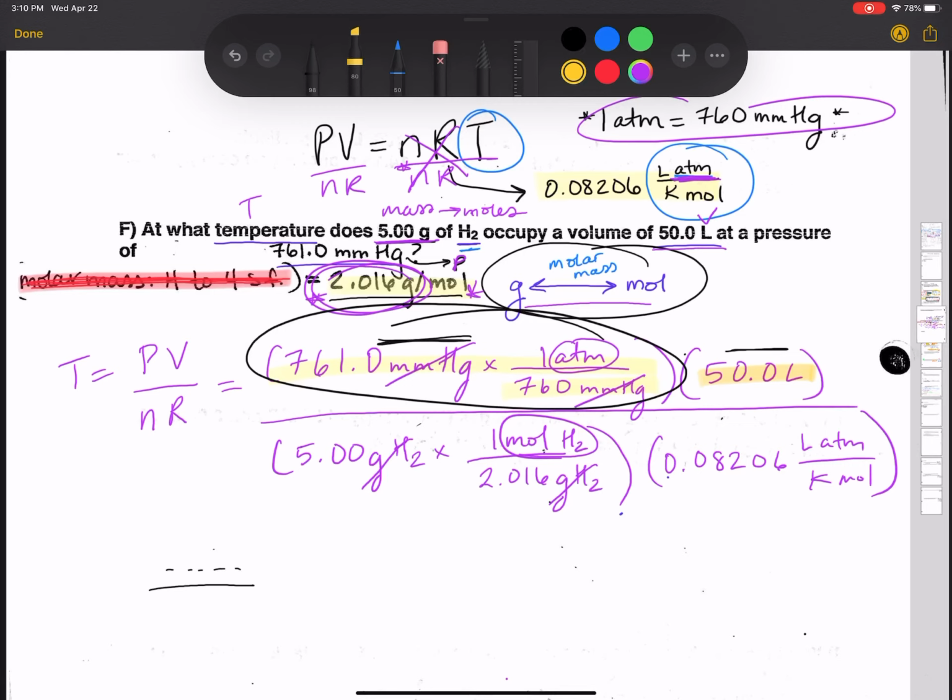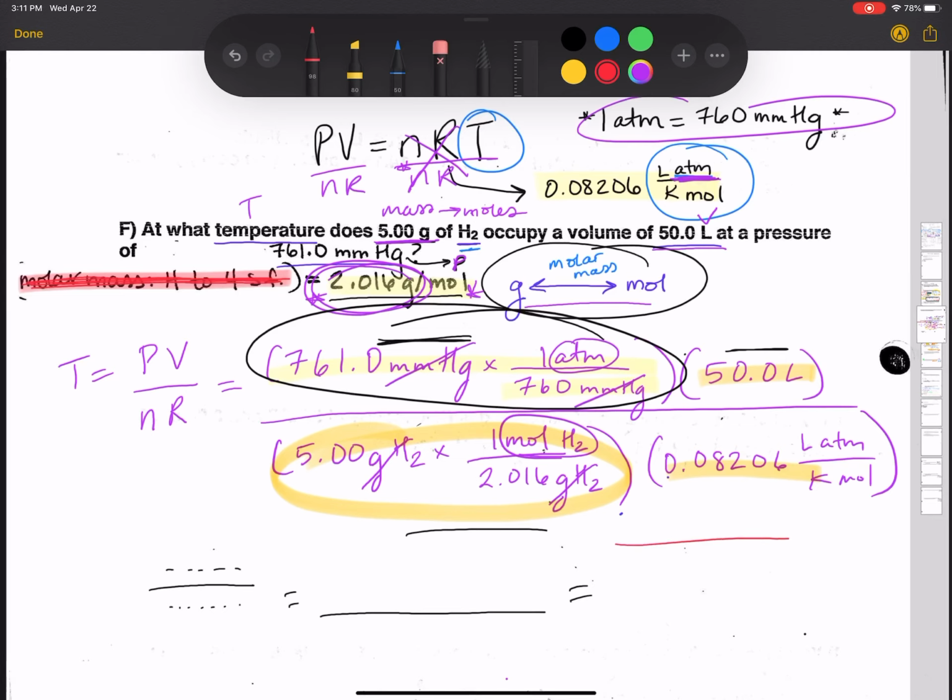For the denominator, you want to take your 5.00 and divide that by 2.016. Get your answer for that, and then multiply it by your R constant. Whatever your answer is for the entire denominator, that's what you're going to put over here. What I need you to show me in your work for today is your calculation answer, and then your final sig fig answer with your units. That's all you're going to submit for today. This is the end of the assignment.